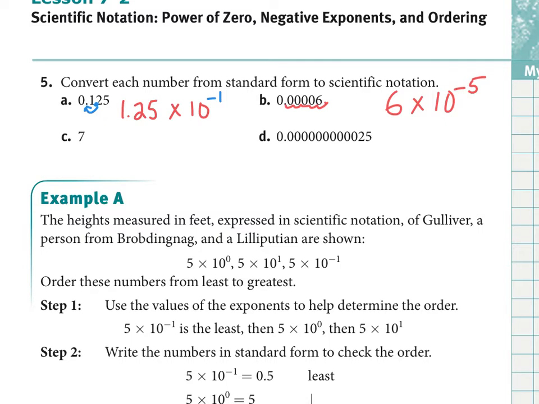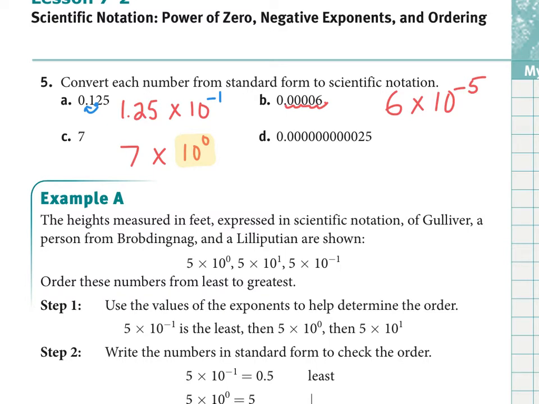Okay, how about just the number straight up 7? Okay, 7 times, how are we going to do this? Times 10 to the 0 power, right? Because remember, that one's a little tricky too, but if you think about 10 to the 0 power, in the previous section we knew 10 to the 0 power is really just equal to 1. So this is really just saying 7 times 1.